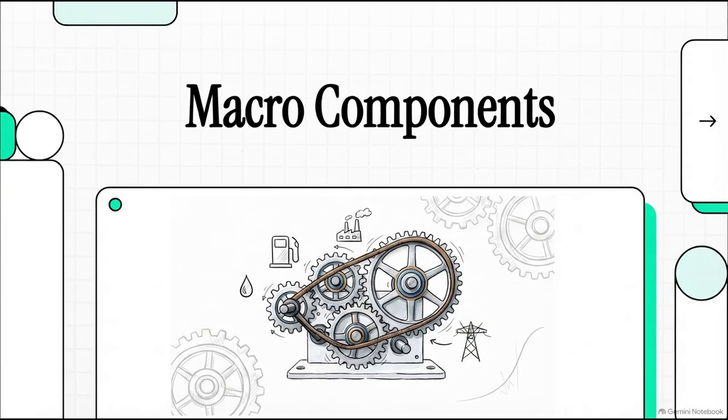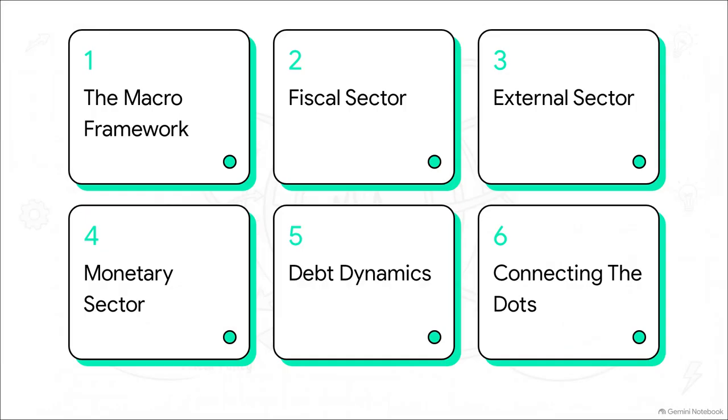Welcome to this explainer on the core components behind macro. Today, we're unpacking the IMF's macroeconomic framework. And look, instead of getting bogged down in dry theories, I want you to think of a national economy like a massive interconnected engine. Literally every gear, every belt, and every single drop of fuel affects how the whole machine runs. So, here's our roadmap for dissecting this engine today.